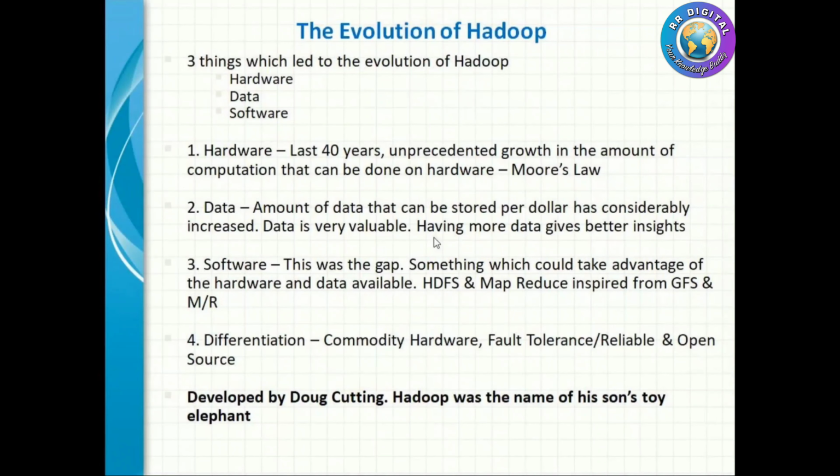Coming to the second point, data. Data is very important nowadays. Each and every company has to store data, and it is very valuable. And coming to software, here two things. Mainly in big data we have different models: HDFS basically to store your data, and for processing capability, the MapReduce model. In later classes I will give more details about HDFS and MapReduce. About commodity hardware, fault tolerance and open source, we already discussed.